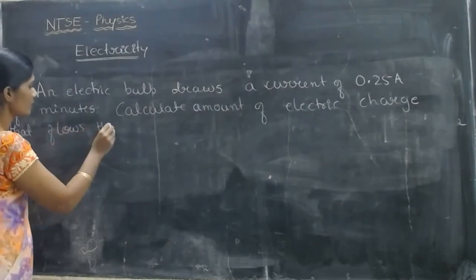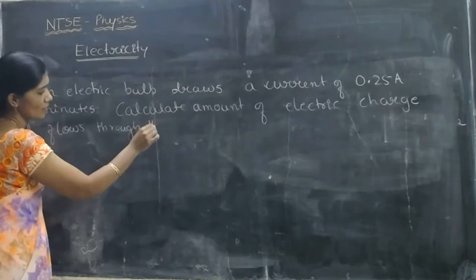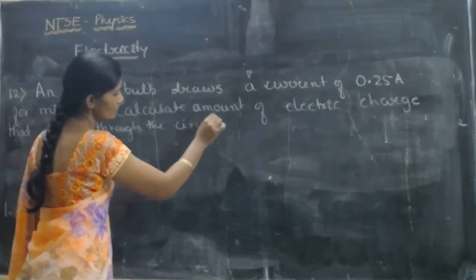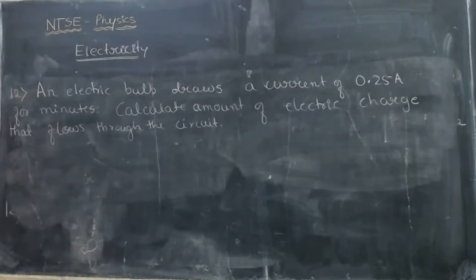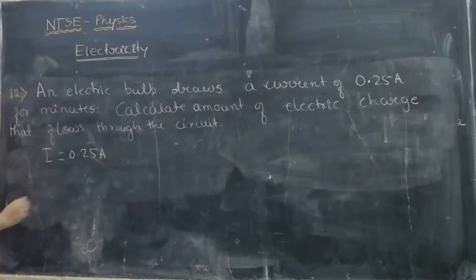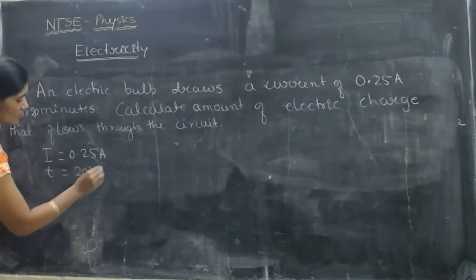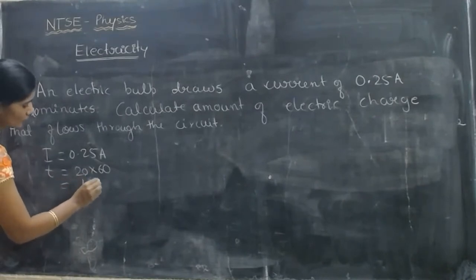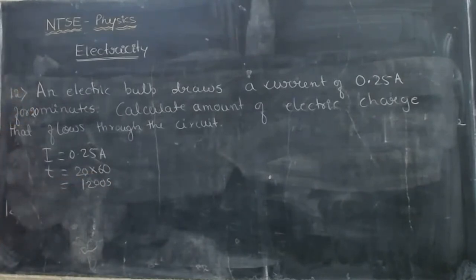Overall question, it is very simple one. Just to recall our basics, we are solving some simple questions. Electric bulb draws a current of 0.25 amperes. Note down the current. For 20 minutes. In the question it is 20 minutes. T is 20 minutes means 20 into 60, 1200 seconds. Now what to find out? Calculate amount of electric charge. Q we have to find out.